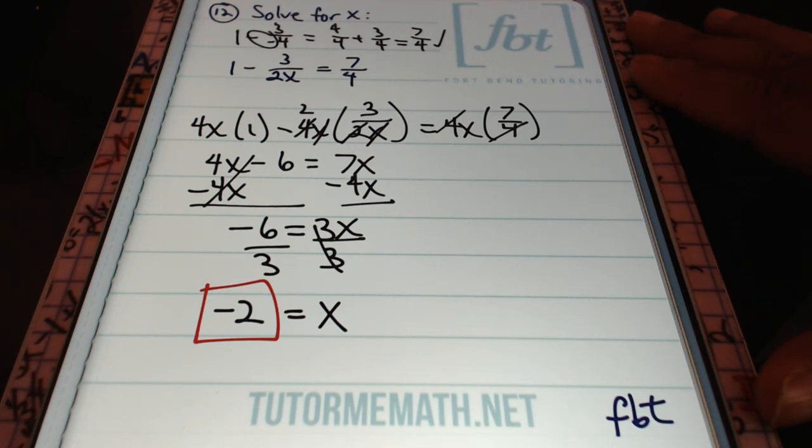You must check your result to make sure that it doesn't create an undefined situation. And even more so, I proved that the left side was equal to the right side, so I know for certain that negative 2 is the solution to problem number 12.